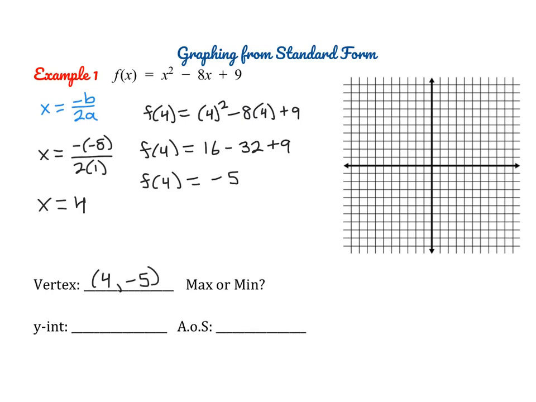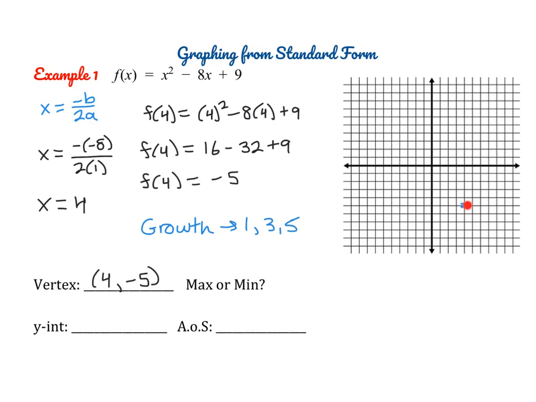That's going to be our starting point when we graph. So let's start with that. We have 4, negative 5, which is right about here. Okay, to help us find our remaining values, we can use that 1, 3, 5 growth pattern. In this case our a value is 1, so our growth pattern stays just 1, 3, 5. We don't need to adjust it for a stretch or a shrink.